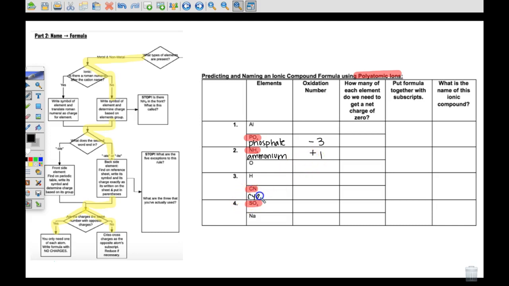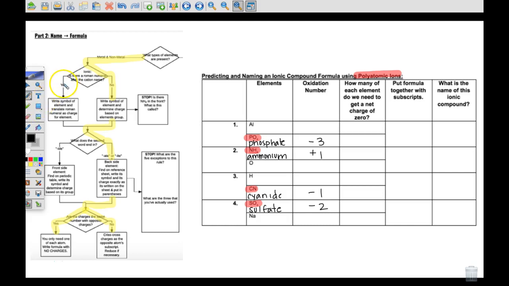CN stands for cyanide, and cyanide has an overall charge of -1. SO4 has a special name, it's called sulfate, and sulfate has an overall charge or oxidation number of -2. So these are polyatomic ions, and you would find this information on the back of your periodic table, which you will receive next class.